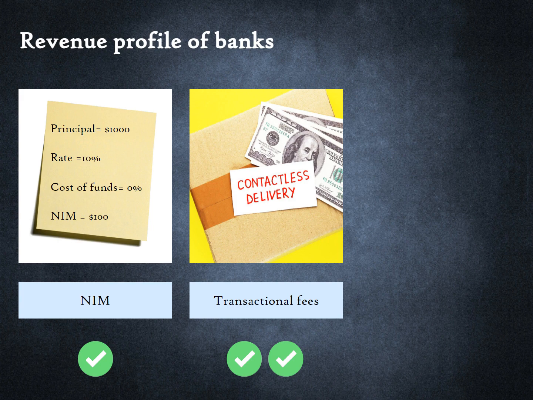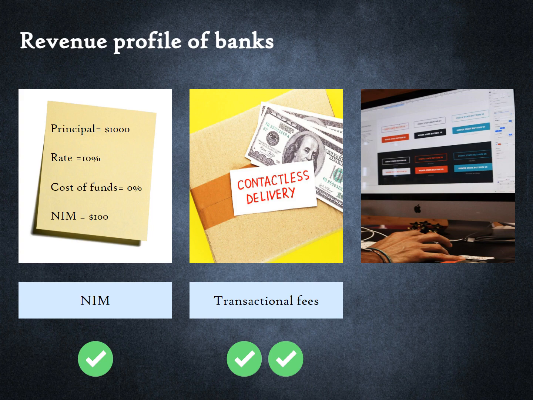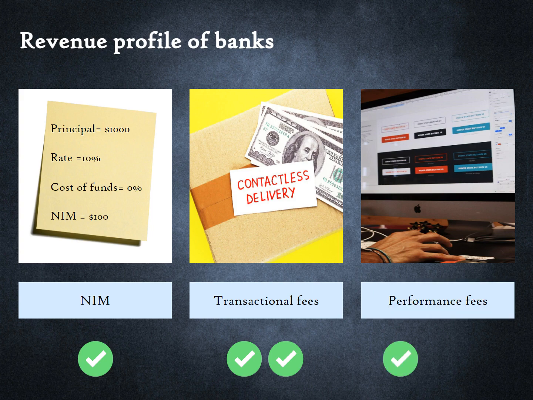To carry forward our story, many people can deliver packages. Hence, your ability to charge $100 will compete it away over time. But if your skill is website design, you can earn the same amount of money with less effort and you cannot be outcompeted easily. Hence, a higher share of performance-oriented fees points to a greater competitive advantage of banks.